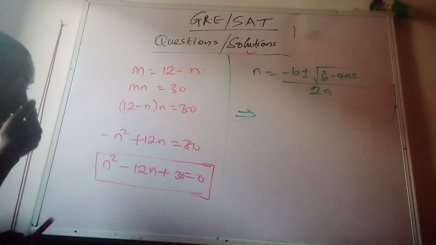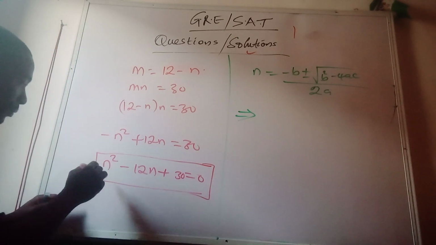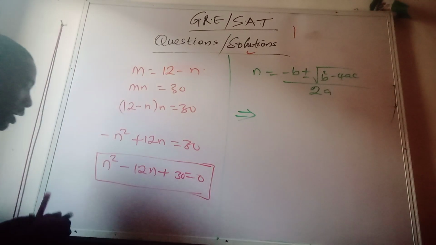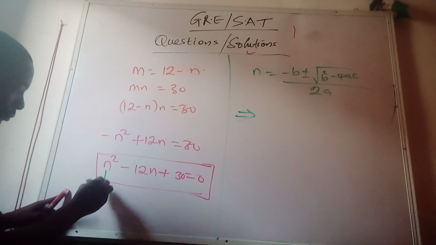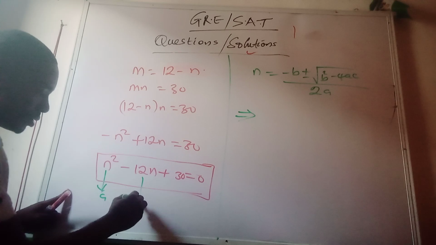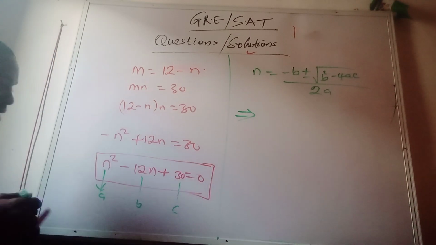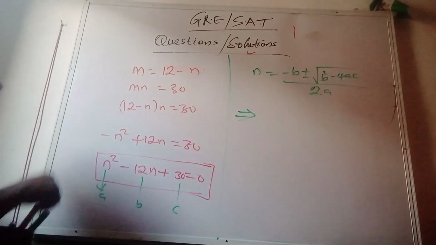What are we going to have here, our a? This is going to be our a, this is going to be our b, and this is going to be our c. We all know. So now let's continue by using this.